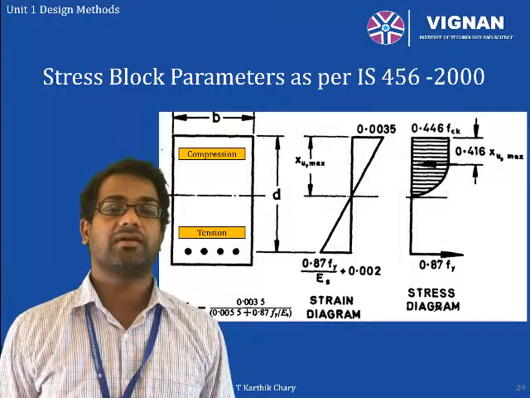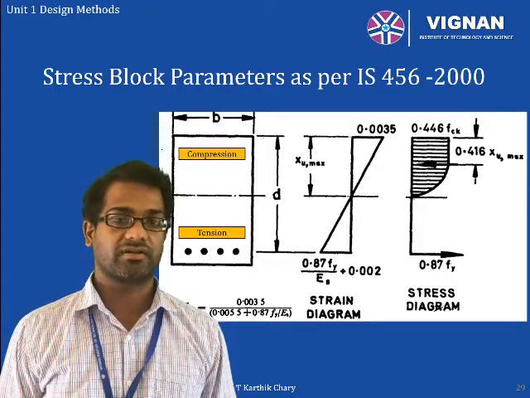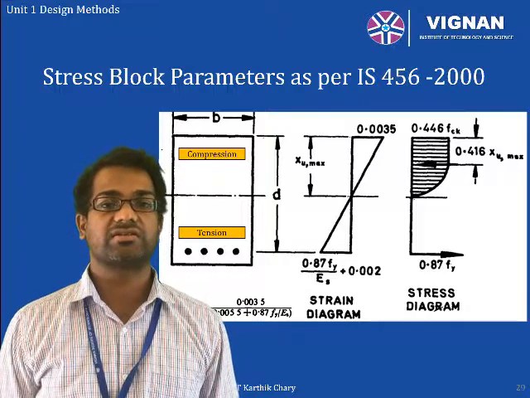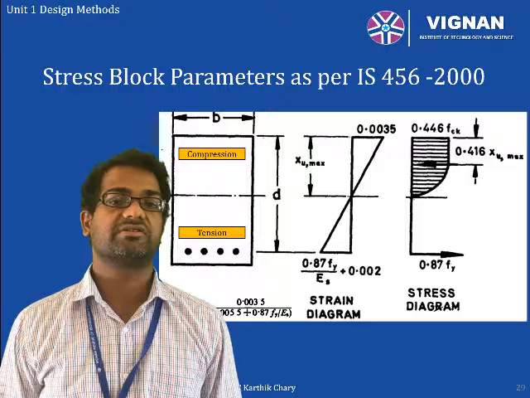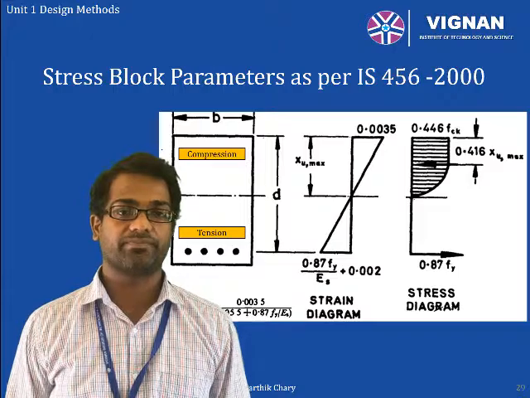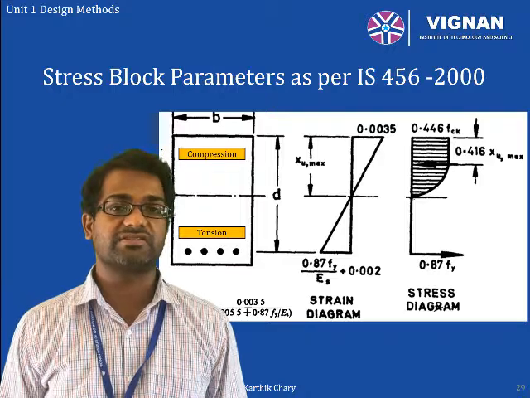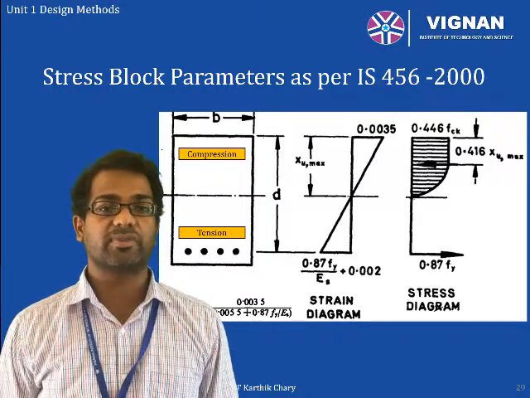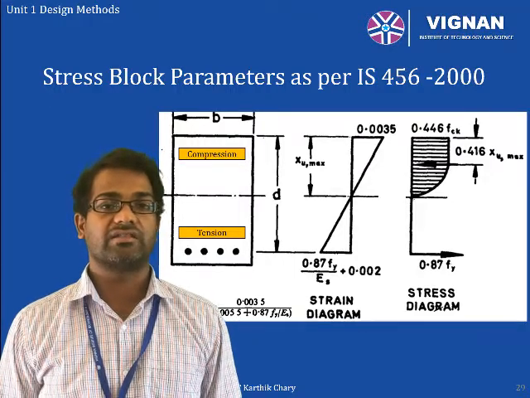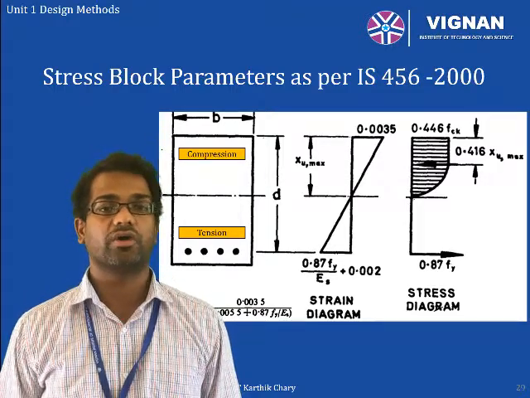Now let us begin understanding the structural member under flexure. As per limit state design SP 16, the figure shows you the stress strain block diagrams. Consider a rectangular reinforced beam of breadth B and effective depth D. Effective depth is the depth from the center of the reinforcement to the extreme compression fiber, whereas the distance from the extreme compression fiber to the extreme tension fiber is the overall depth capital D.